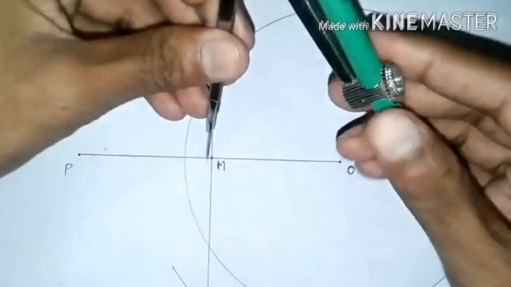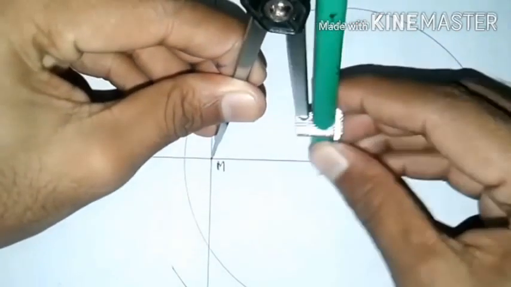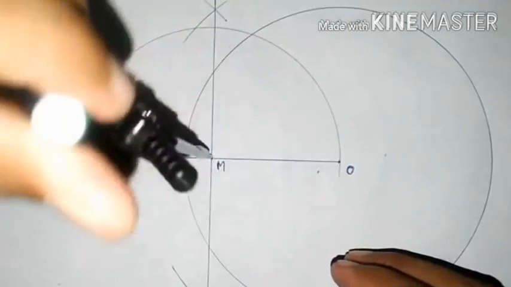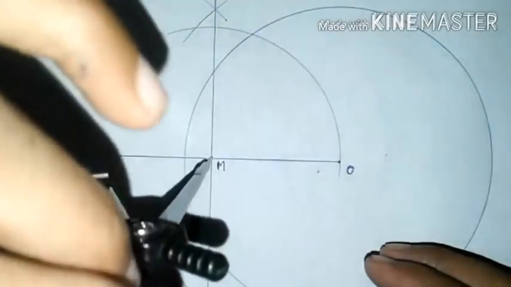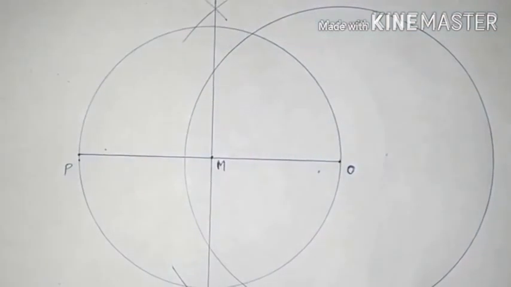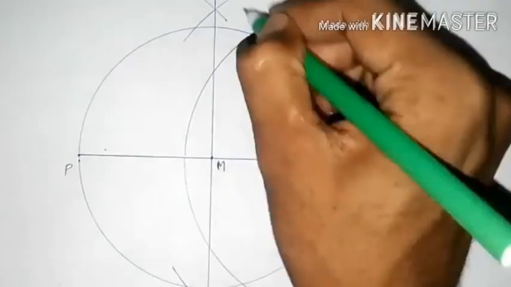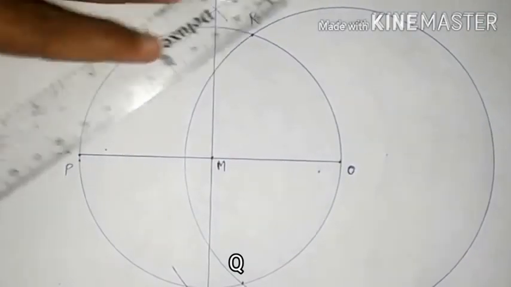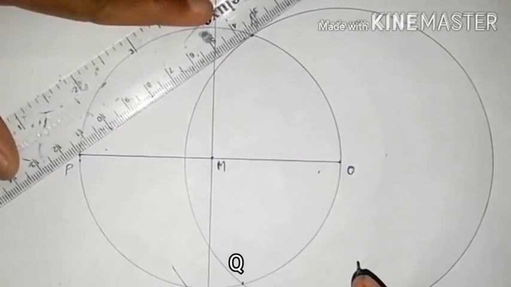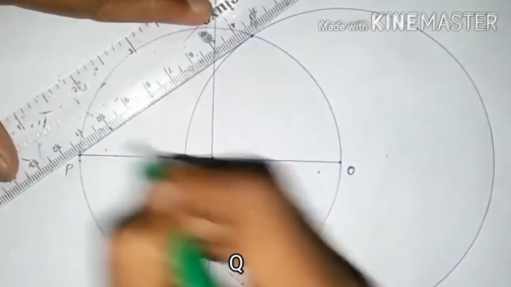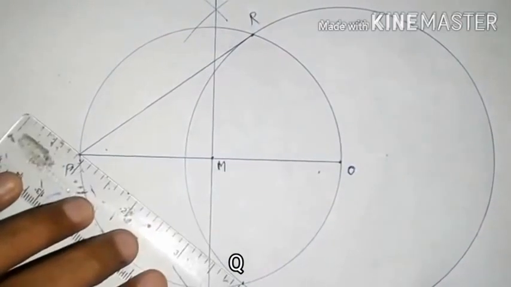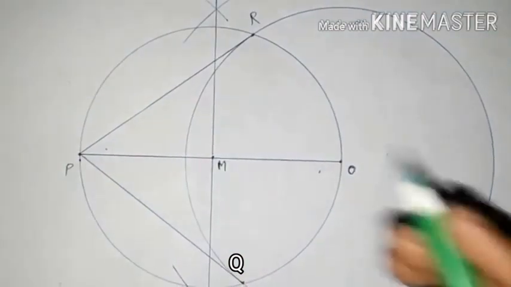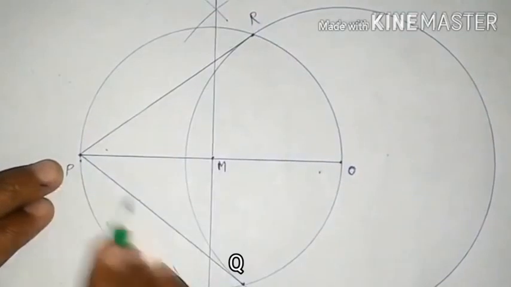Now with M as center and taking OM as radius, draw a circle. And the points of intersection of the two circles, we have to mark as R and Q. Join PR and PQ. So the required tangents are PR and PQ.